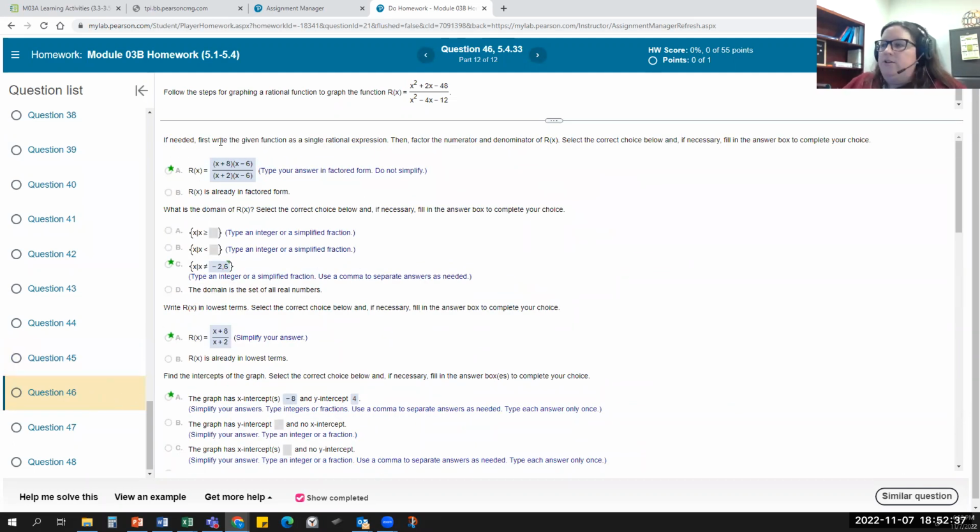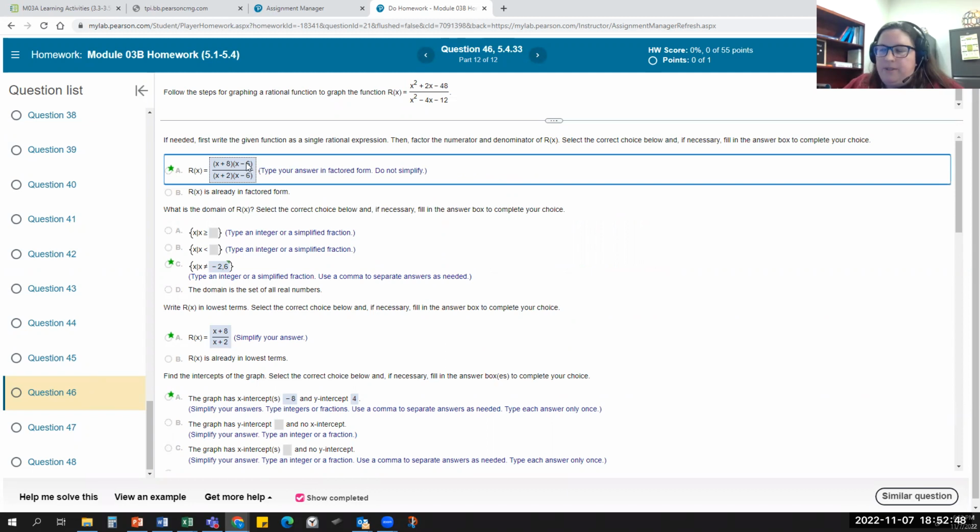The first thing it's going to ask is for the factored form. You're factoring the top and the bottom. You are not doing any simplifying. So notice we have an x minus 6 on the top and the bottom here. Those stay for this first question. If there wasn't any factoring that could be done, if it was already as factored as it could be, then you're going to choose it's already in factored form.